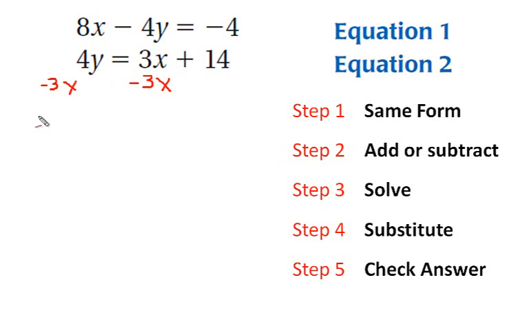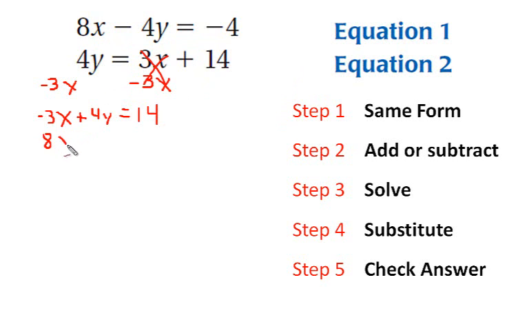What I'm going to get is -3x, and then I have a positive 4y equals, this term got canceled out, and I'm left with a positive 14. Okay, now if I want to do my elimination, I'm going to go ahead and write this other equation under it, so we have them both lined up.